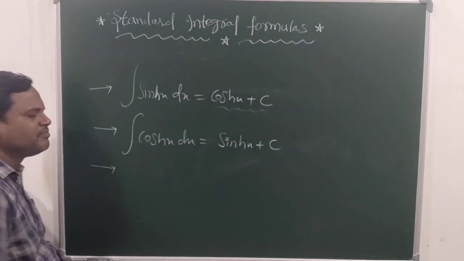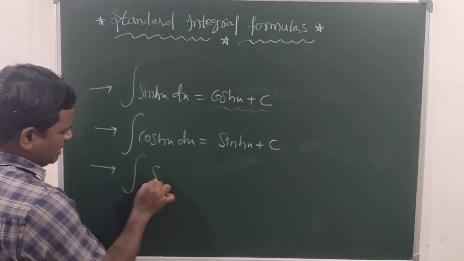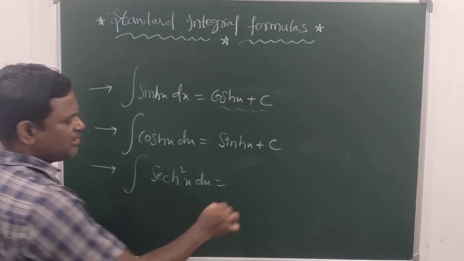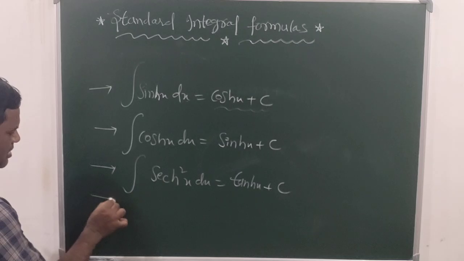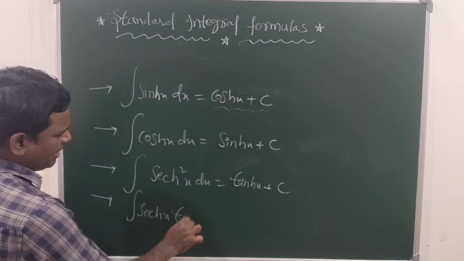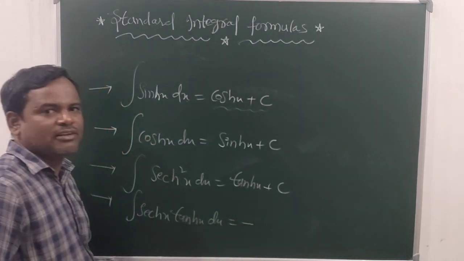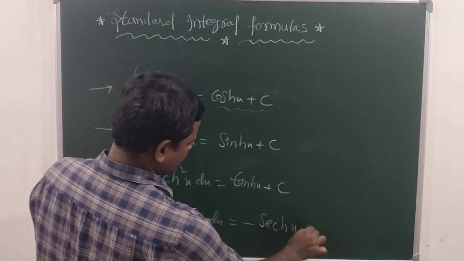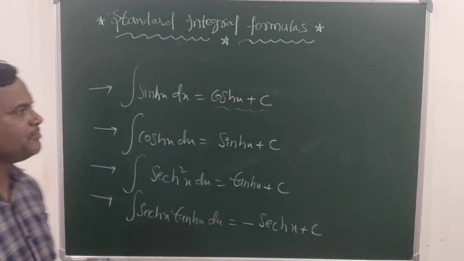In the same manner, the integral of sech square x dx will be tanh x plus c you will get. And the integral of sech x into tanh x dx is equal to, here you will get minus sech x. In basic trigonometry, here you get plus, but in the hyperbolic case you get minus.